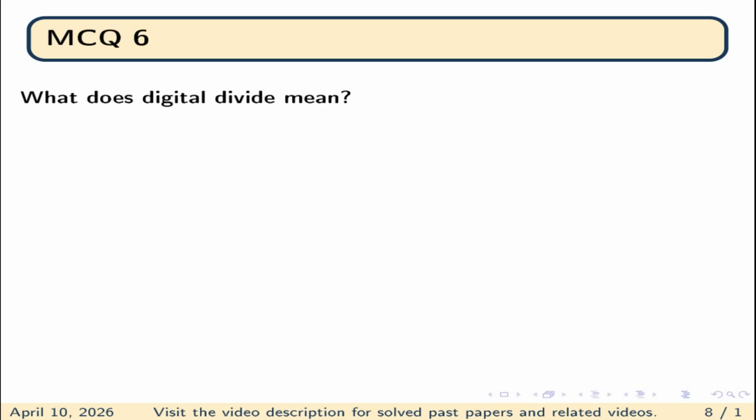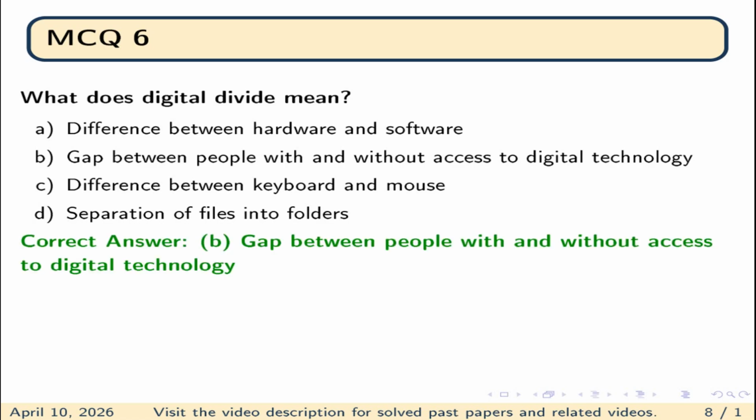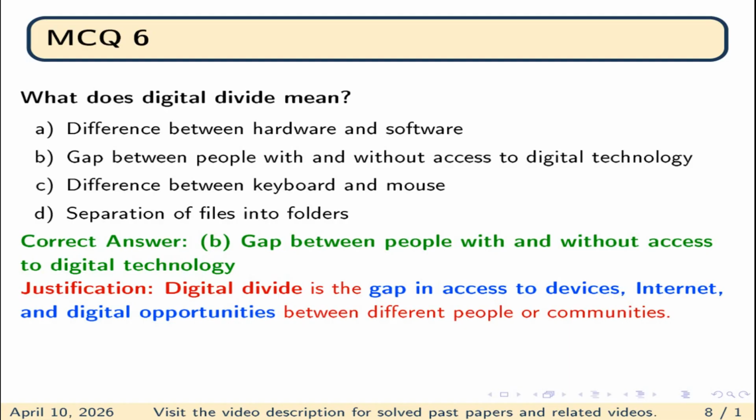Question number 6, what does digital divide mean? Differences between hardware and software, gap between people with and without access to digital technology, difference between keyboard and mouse, separation of files into folders. The correct option is gap between people with and without access to digital technology. Digital divide is the gap in access to devices, internet, and digital opportunities between different people or communities.